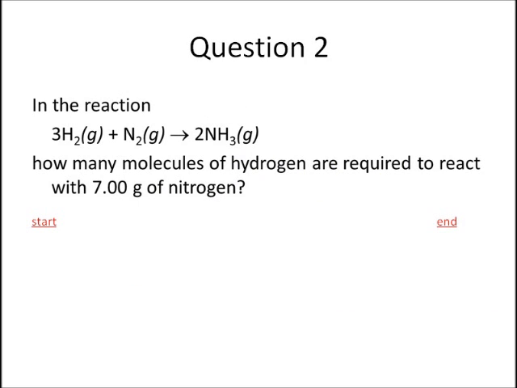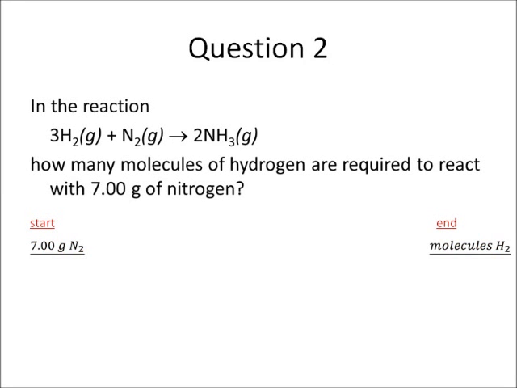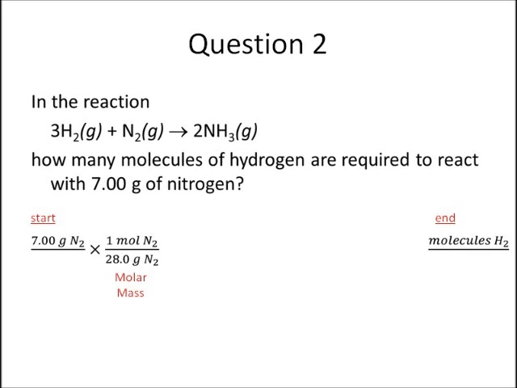In this problem, we have to decide where we're going to start, and that is with the number given in the problem, 7 grams of nitrogen. That's the number, the unit, and the substance. We're going to use the molar mass to get to moles. That is the best way to do any stoichiometry problem.